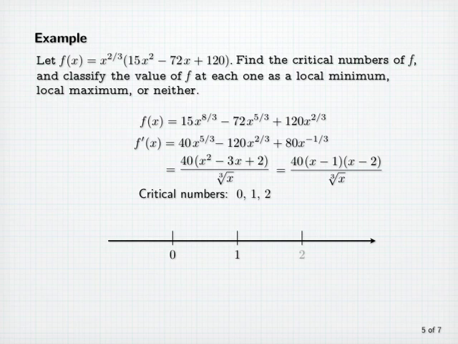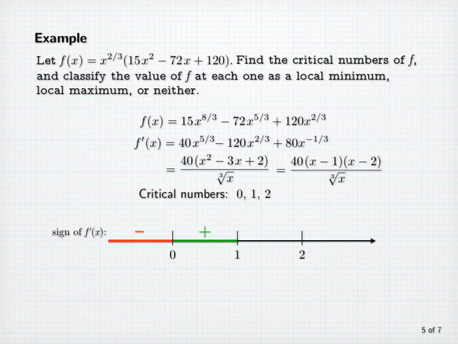If x is less than 0, then x minus 1 and x minus 2 are both negative, and the cube root of x in the denominator is also negative, so we have three negatives for a net negative. So f prime of x is negative when x is less than 0. When x is between 0 and 1, the factors in the numerator of f prime of x are still negative, while the cube root of x in the denominator has become positive. So f prime of x is positive when x is between 0 and 1.